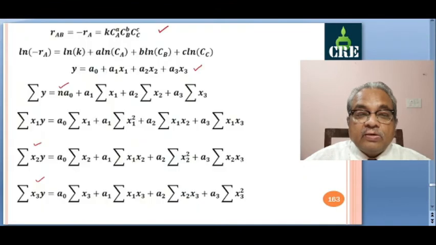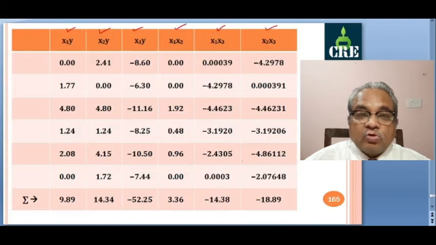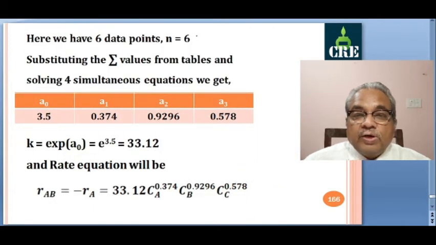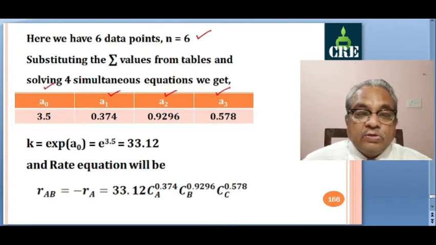Once you obtain that, you have 4 simultaneous equations and 4 unknowns. So you substitute those values and solve those simultaneous equations. n is the number of data points, so n is equal to 6. Substitute all sigma values from the tables and solve those 4 simultaneous equations. So what will you get? A1, A2, A3 as these values, 0.374, 0.9296, 0.578, and A0 is 3.5. So K is the anti-log, so exponential of A0. Exponential 3.5 is 33.12. So the K value, the rate constant, is 33.12.